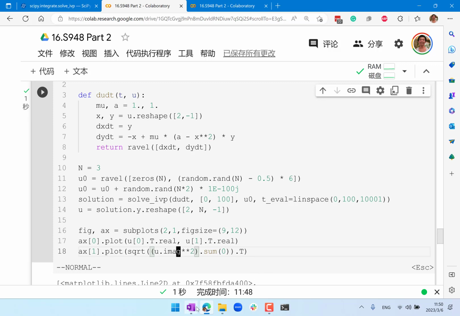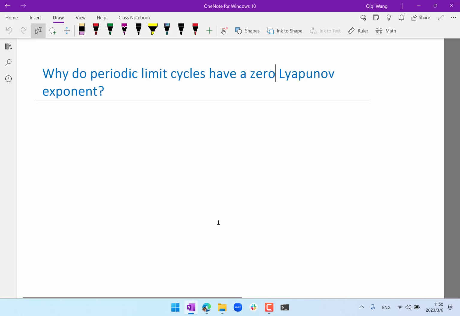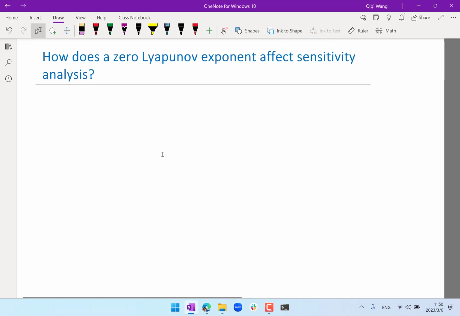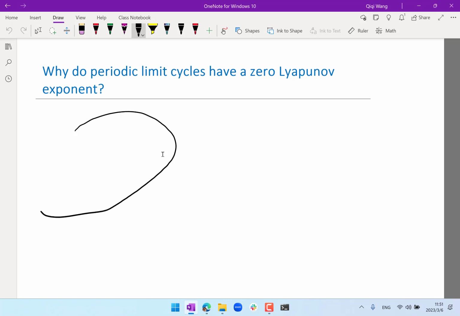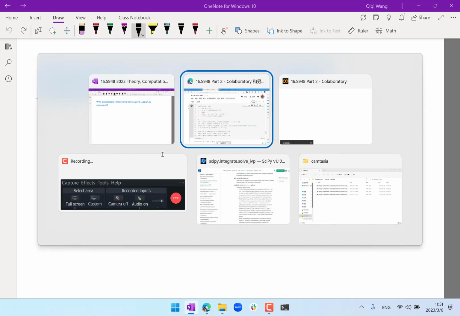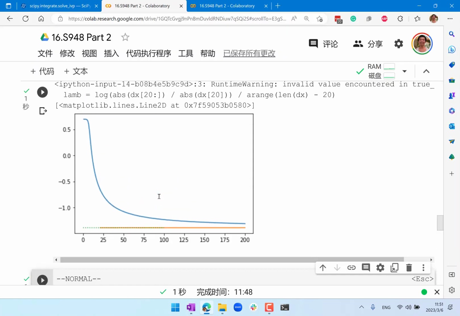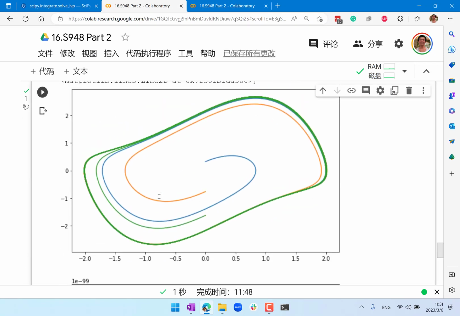So why does the continuous time dynamics have a 0 Lyapunov exponent? This can actually be derived analytically. Let me first give you the intuition of why there is a 0 Lyapunov exponent. Let me imagine a perturbation. Let's imagine a limit cycle like that. Instead of drawing it, let me just copy what this looks like.